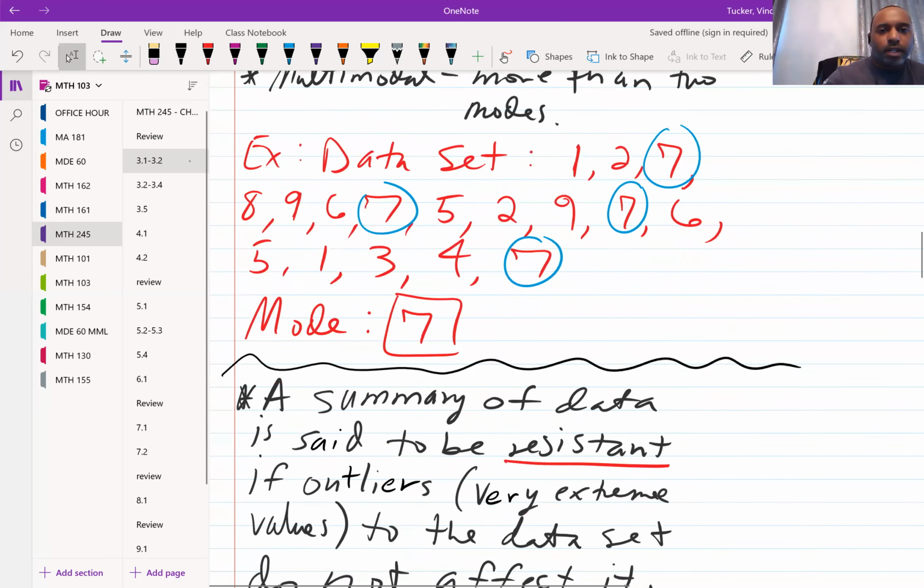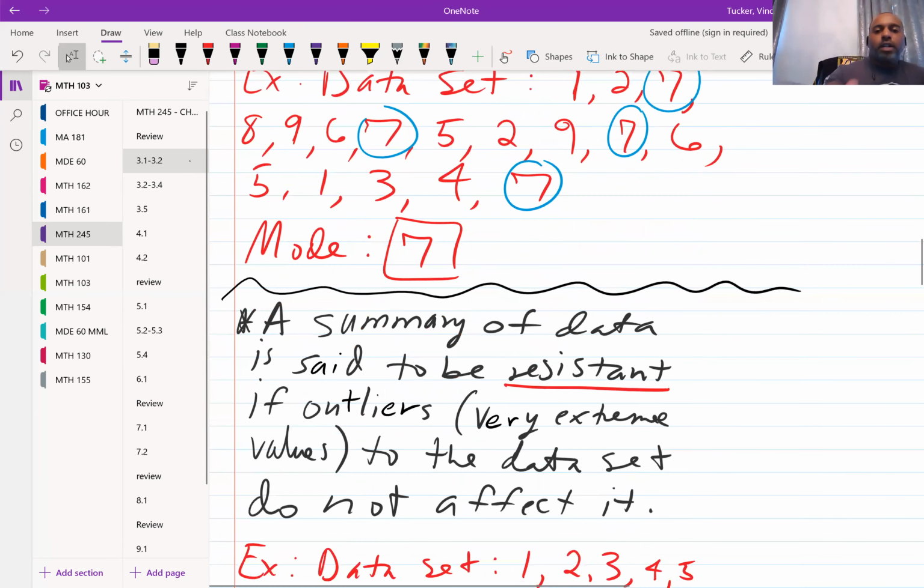A few more things that they emphasize in this section. A summary of data is said to be resistant if outliers do not affect it. Outliers are very extreme values. You're talking about very, very large or very, very small in comparison to your data set. Okay, so I'll show you what that means in a second.